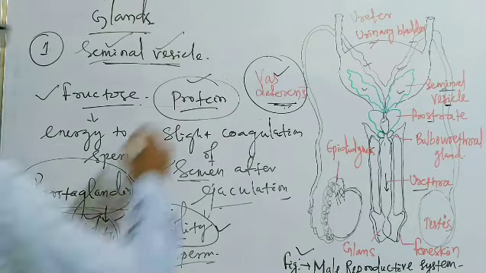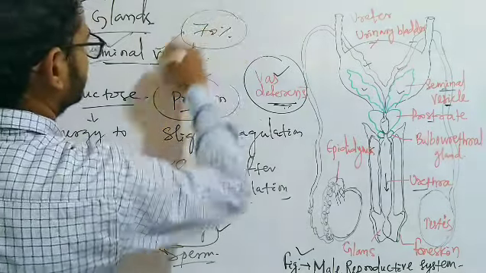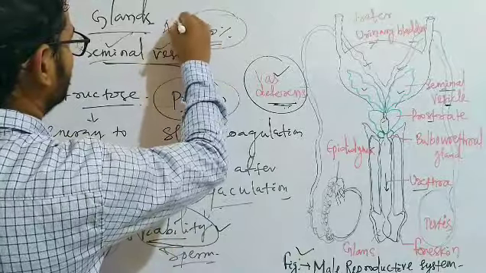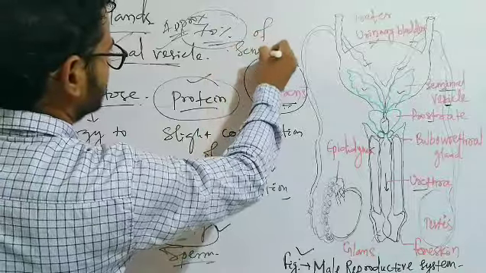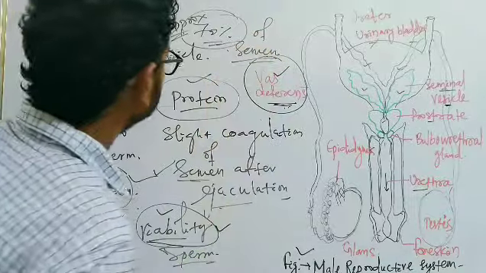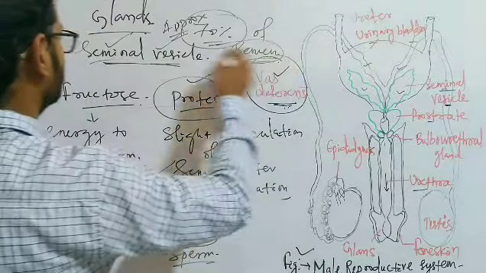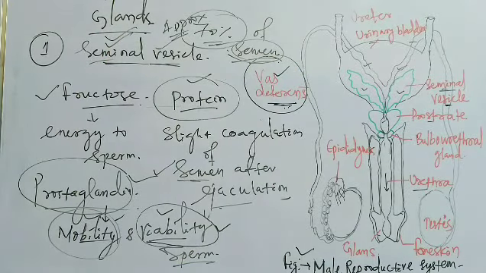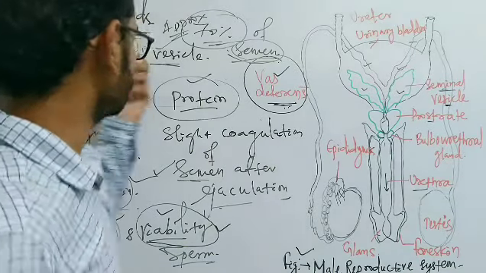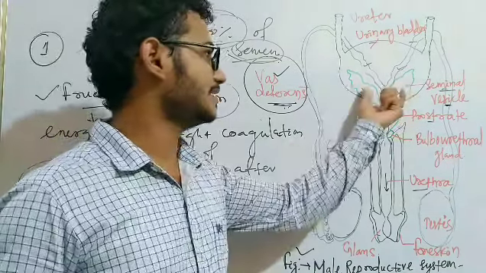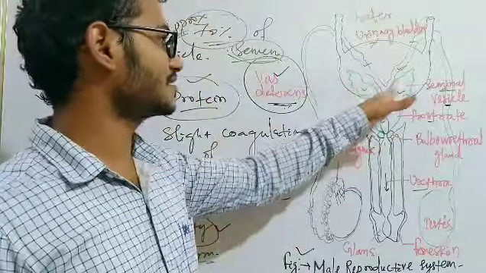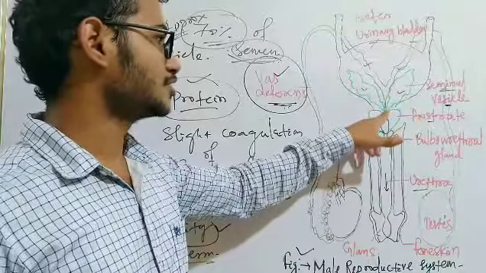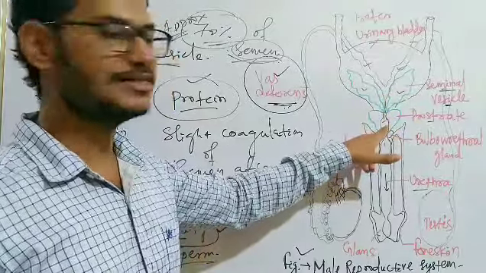And remember, approximately 70% of the constituents of semen is from the seminal vesicle. It contributes 70% to the semen. That is why the seminal vesicles are present in pairs on both sides of the vas deferens, where they open into the vas deferens and form the ejaculatory duct.